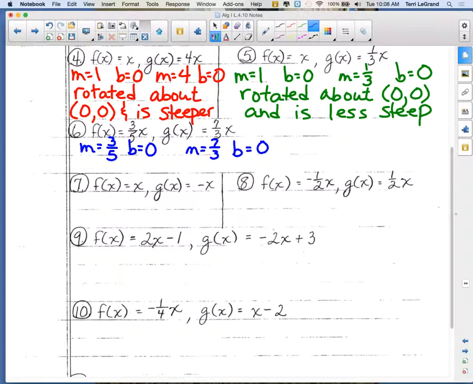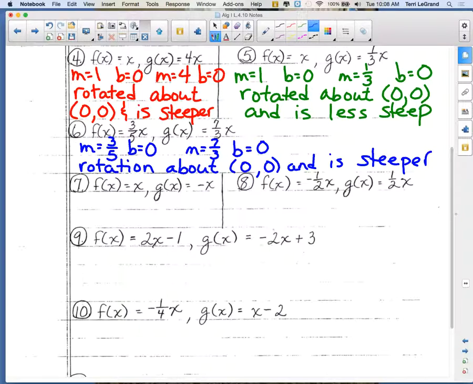What you got, Benton? Rotation, spot at the origin, steeper. Anybody agree with it? I think we all should. The slope is the only thing that changed. The y-intercept did not. The slope changed, and it's going to rotate about the y-intercept of the first function.